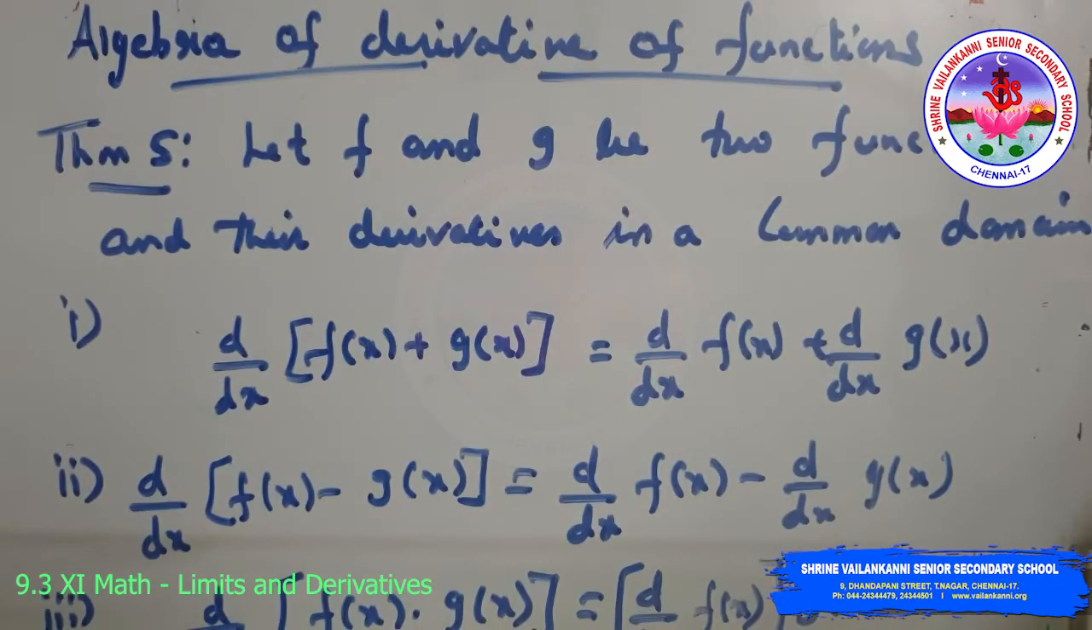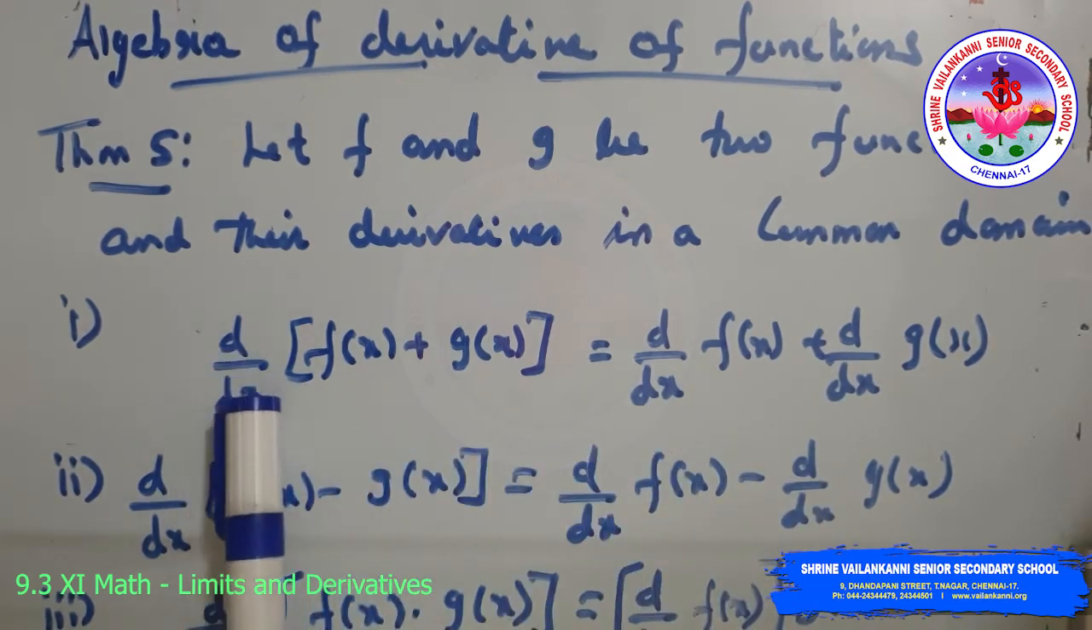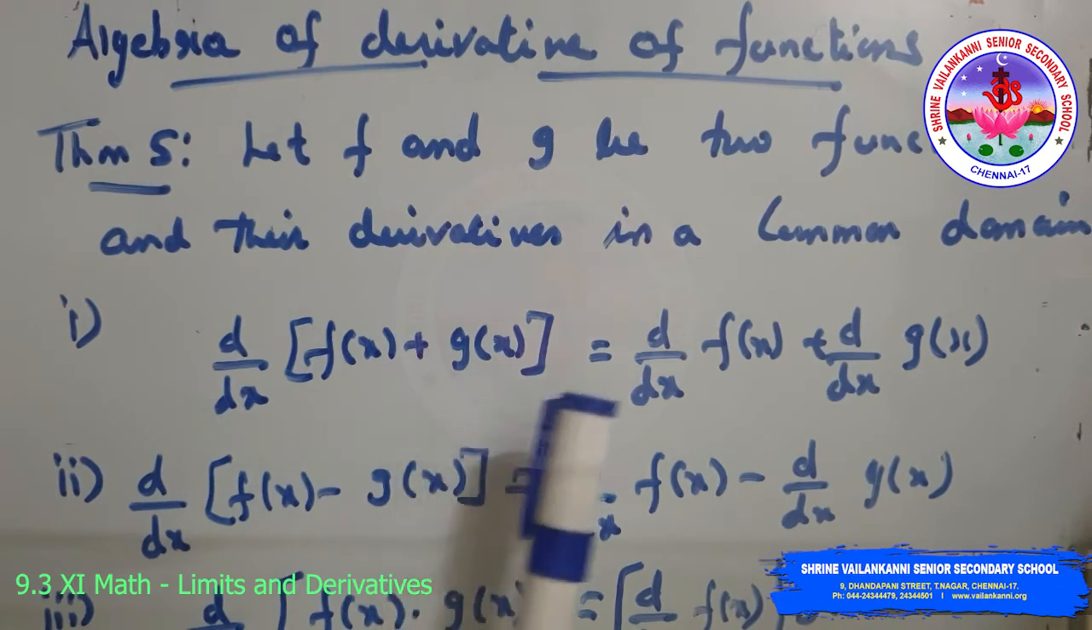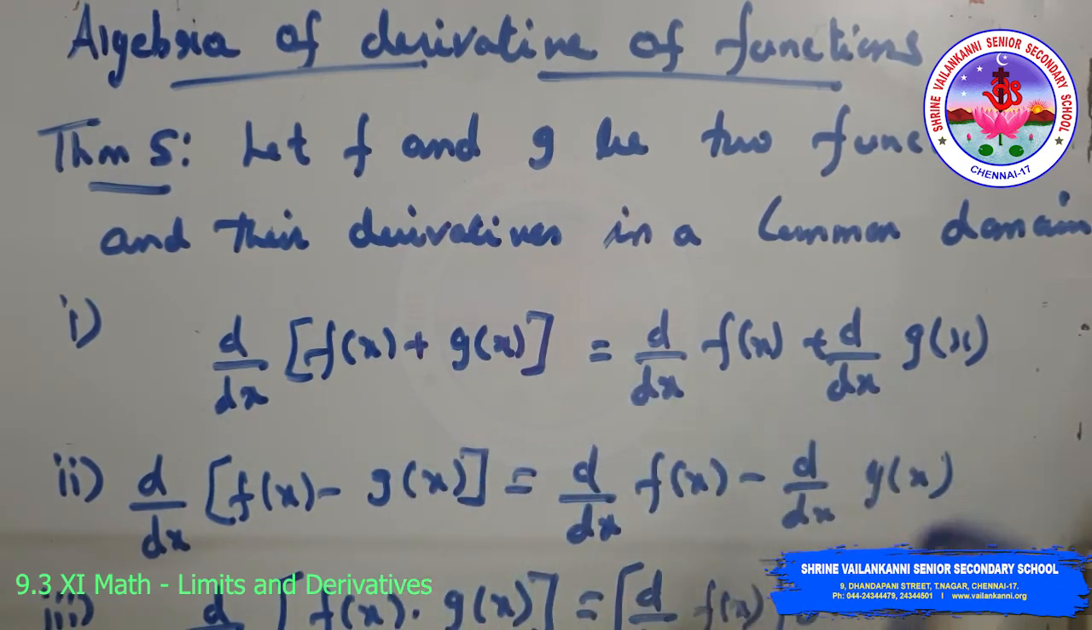Algebra of derivative of functions. The rules for derivatives follow closely those of limits. Theorem 5. Let f and g be two functions such that their derivatives are defined in a common domain. First one, the derivative of the sum of two functions is the sum of the derivatives of the functions, that is, d by dx of f of x plus g of x is equal to d by dx of f of x plus d by dx of g of x.